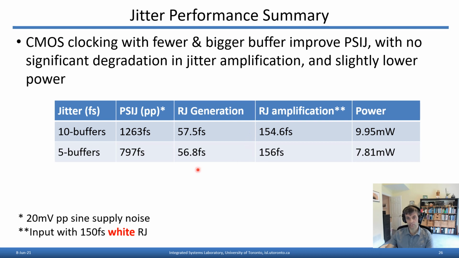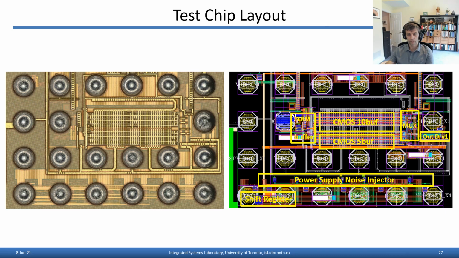This is critical, so that even with the 5 buffer clock distribution, the distance per stage is still short enough that reflections don't appear. So we've introduced 150 femtoseconds RMS jitter at the input to the clock distribution here. We see basically no amplification of that in either scenario. So we managed to save about 20% of the power here and actually improve the jitter performance, especially with respect to PSIJ. Here's a die photo and layout plot of the test chip.